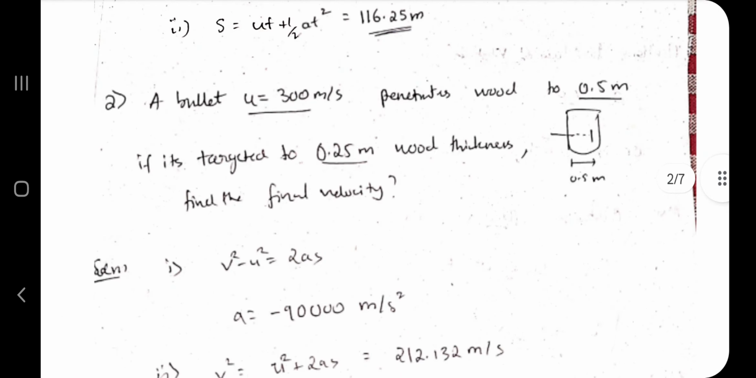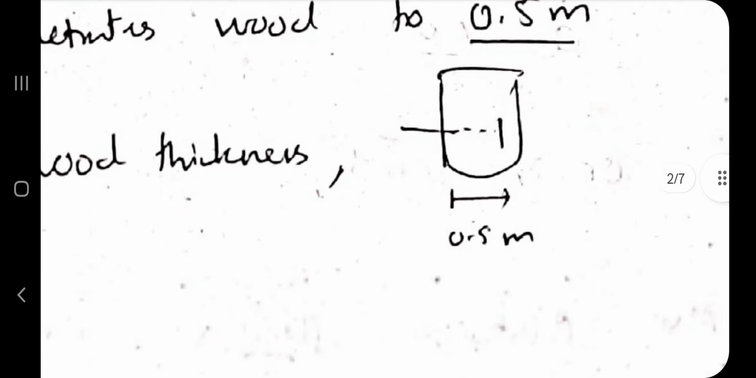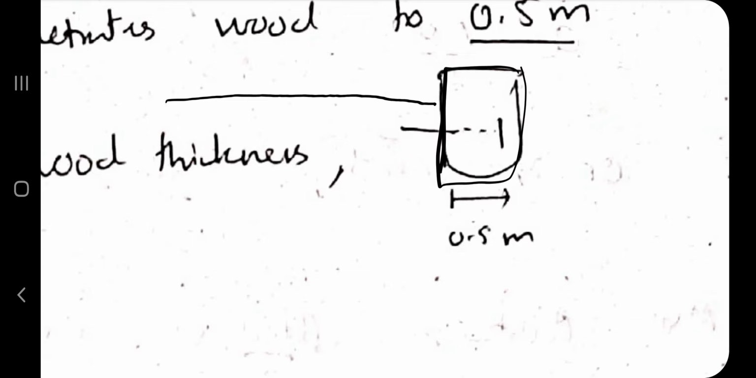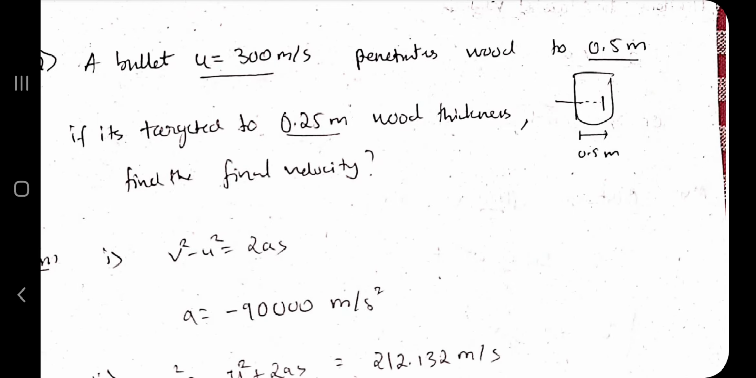Second, a bullet with the initial speed of 300 meter per second. Let me explain what happens. A bullet is coming from here at the speed of 300 meter per second and hits a wooden block here. It hits the wood and it stops at a distance of 0.5 meter inside the wood. Then what we have to find out is: if it hits a 0.25 meter thickness, what is its final velocity? Since it's 0.5, it stopped till the end, but if it's 0.25, with some velocity it will come out, right? What's that velocity? We have to find out.